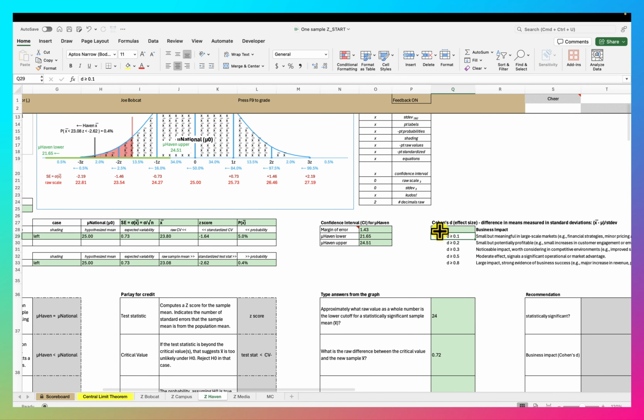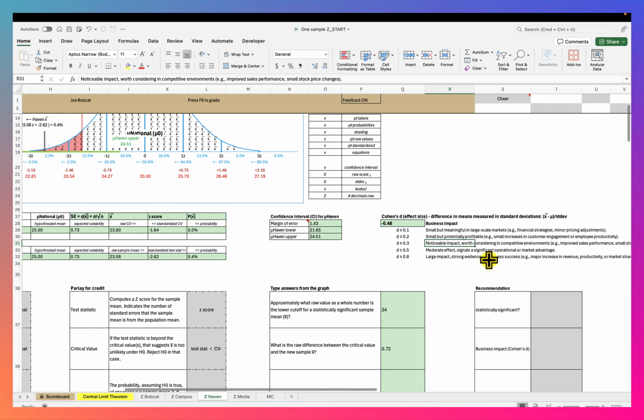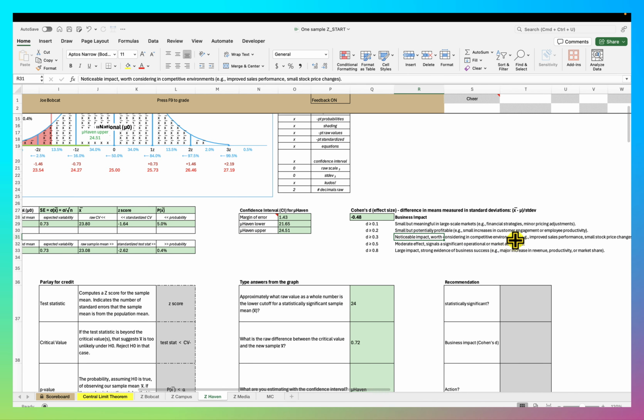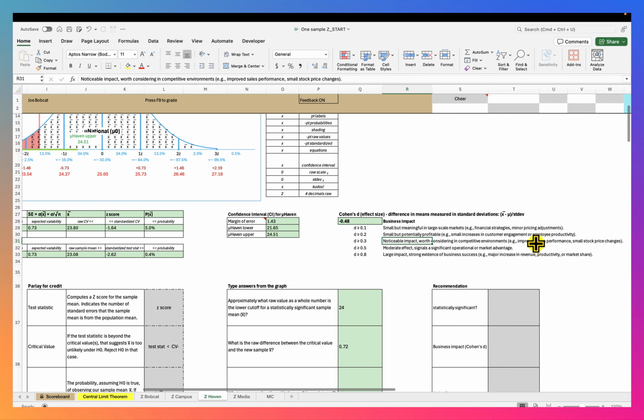All right, now, the negative sign in Cohen's d doesn't matter. All we care about in Cohen's d is the absolute size of this difference, no matter which direction it is. So for all intents and purposes, that just means 0.48. So you find 0.48 here, which is somewhere between this one and this one. So we're going to go with this third one. It's a noticeable impact. So that means it actually is a big deal in competitive environments, improved sales performance, which is what we would want, small stock price changes. So this is worth acting on.